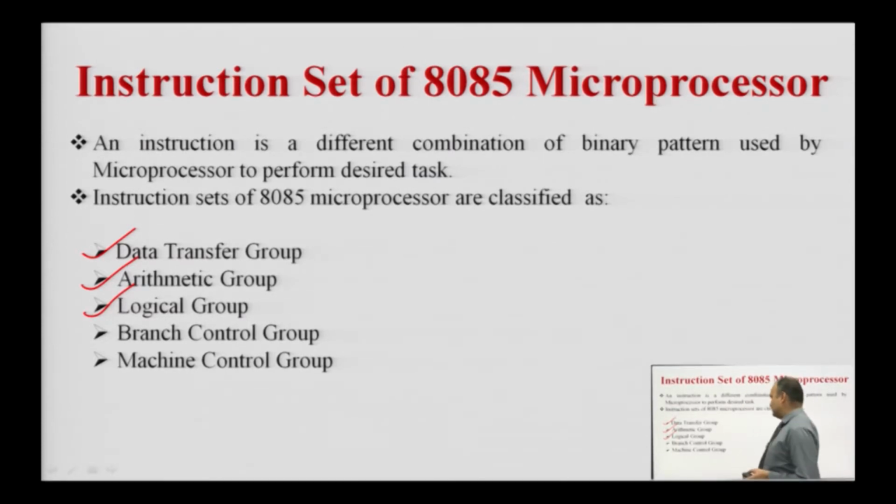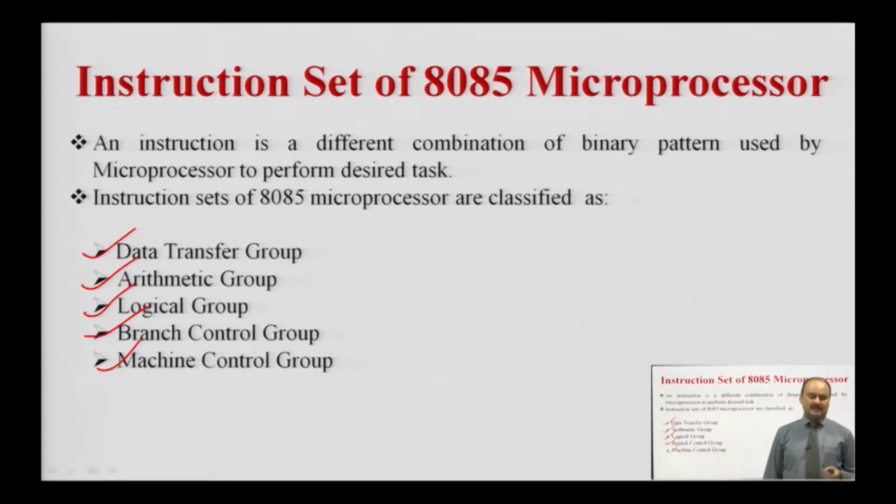The next group of instruction is the branch control group instruction, in which the processor will transfer the control of a program from the current memory location to another memory location. The address of the memory location is specified conditionally or unconditionally. And the last group of instruction is the machine control group instruction. So, let us see these groups of instruction one by one.